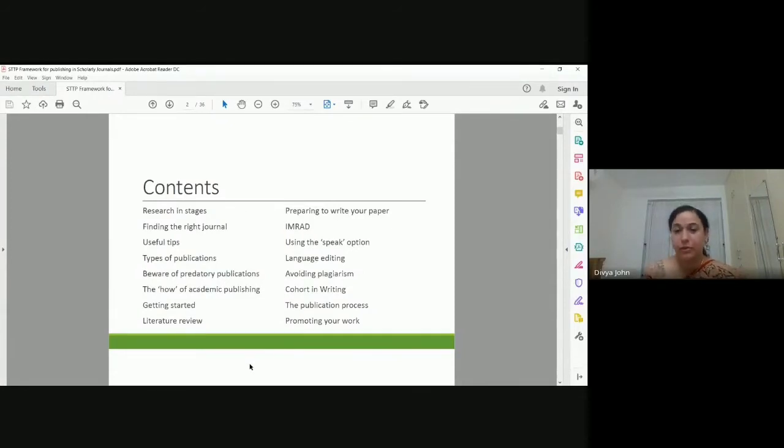A free software that you can use for checking your own plagiarism of your content. Finding a cohort or a companion in your writing. We would also talk about the publication process once you've written your paper. And once your paper has been published, we'll speak about how you can promote your work.